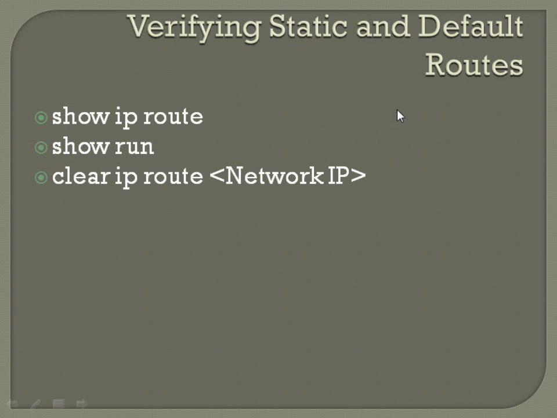Using the show run command, obviously, to see what's configured for IP routes is going to be important. And in the event that you've got a route that's stuck in there that you don't think should be, you can do the clear IP route and then the network address to get that out there. If you want to clear the whole routing table, you can also do a clear IP route and then a star asterisk, and it'll clear everything out there.